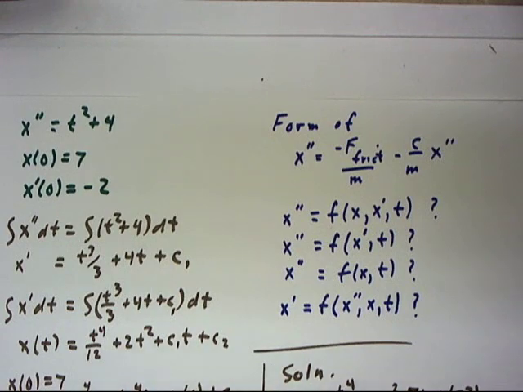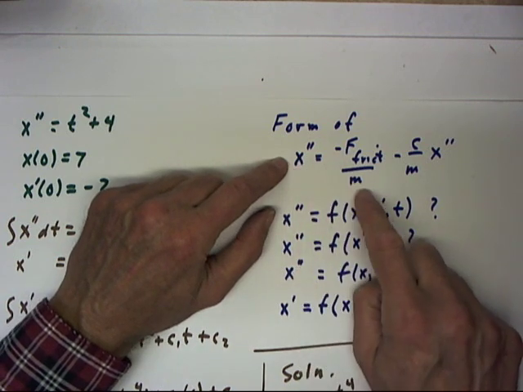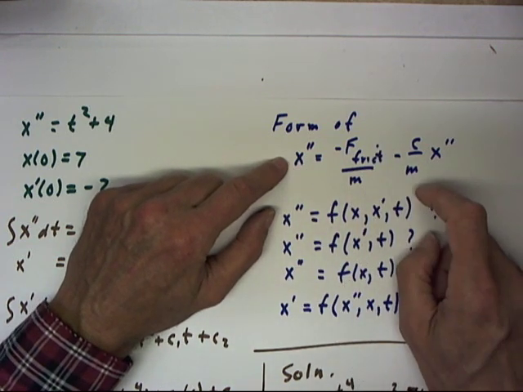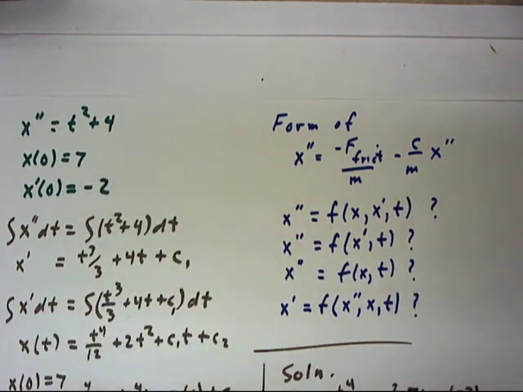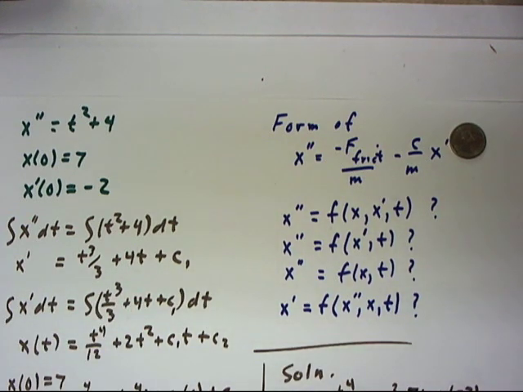And let's just briefly review the form of some of these differential equations. An equation of the form x double prime equals negative f friction over m minus c over m. X double prime, that should not be x double prime, that should be x prime. Let's put a dollar down there and make that into an x prime.